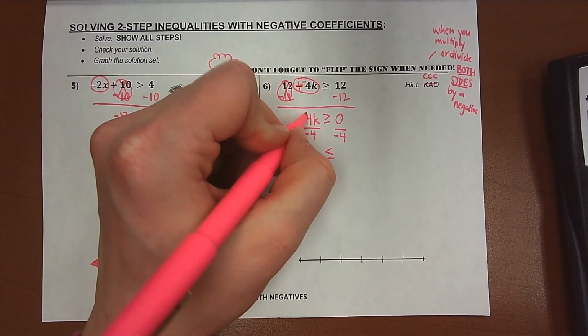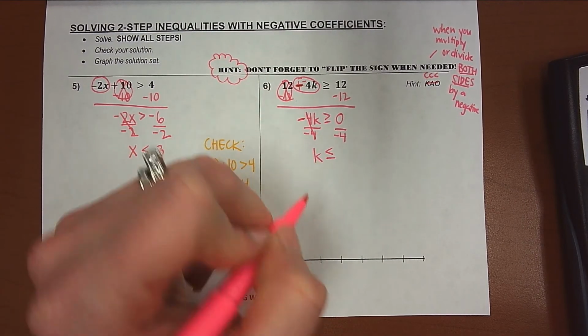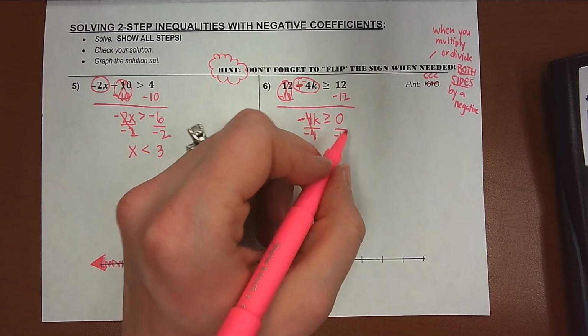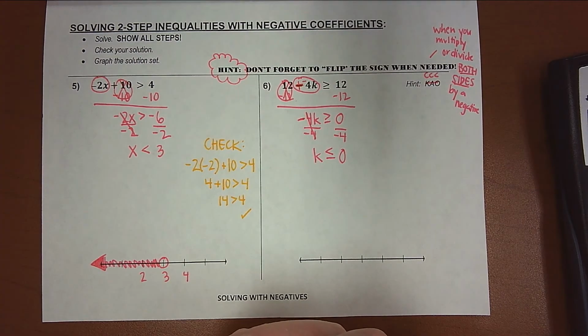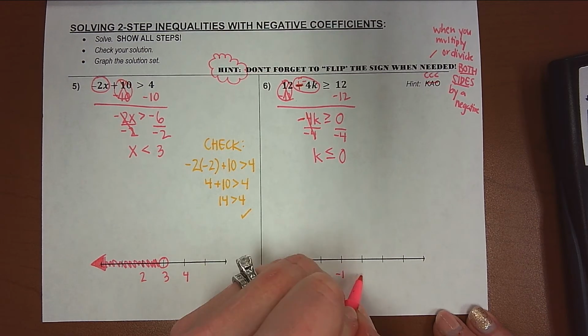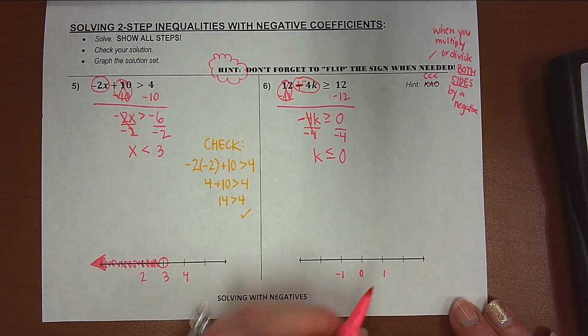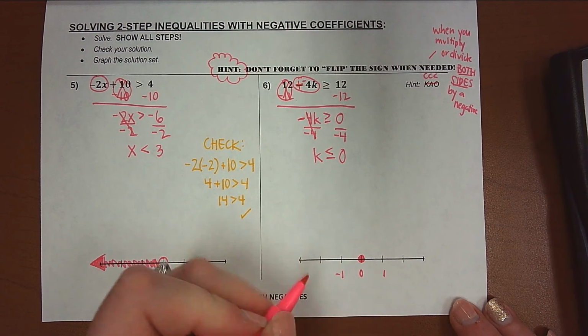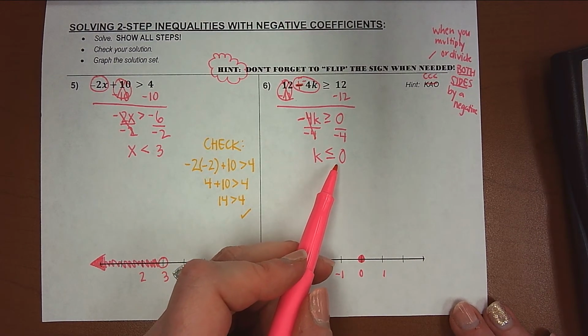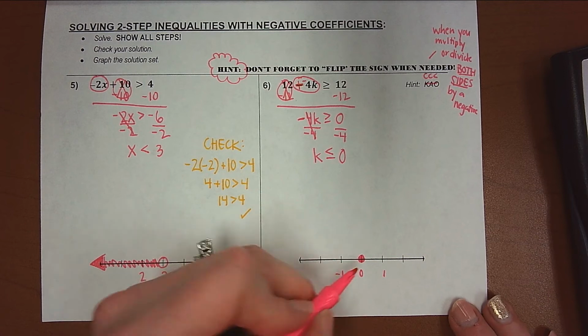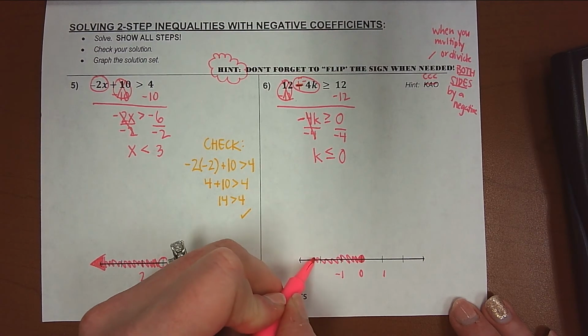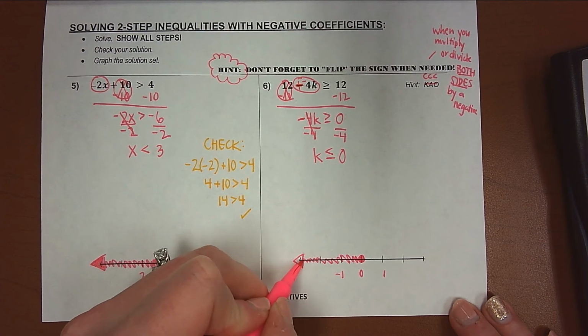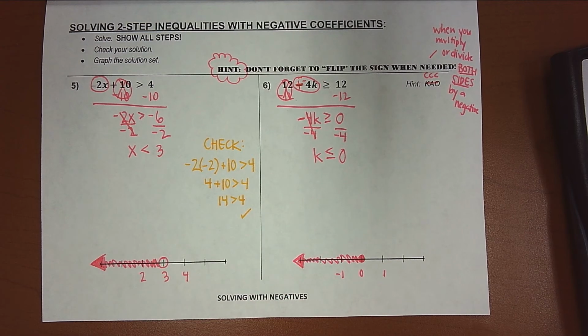Negative 4 divided by negative 4 is positive 1. 1 times k is k. And 0 divided by any number is always 0. So k is less than or equal to 0. When I plot that on my number line, I've got negative 1, 0, 1. I've got a closed dot on 0 because it's saying that 0 could be a solution point, or any number less than 0. So I can shade to the left, fill in my arrow, and I'm good to go.